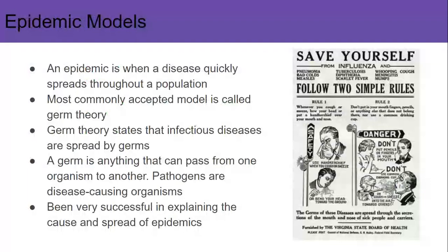The first type of models we're going to look at are epidemic models. And an epidemic is when a disease quickly spreads through a population. And the most commonly accepted model for that is the germ theory of disease. And this theory states that infectious diseases are spread by germs. In this context, germs are referred to as anything that can pass from one organism to another, and pathogens are referred to as disease causing organisms.